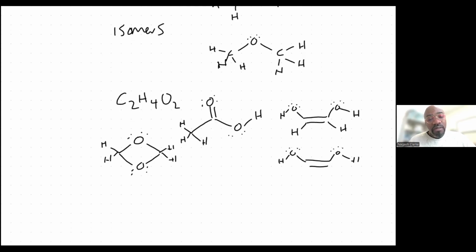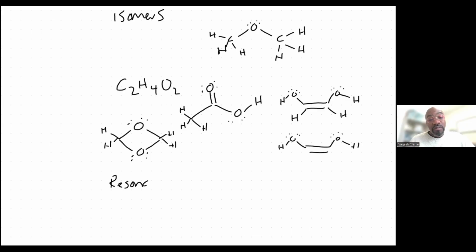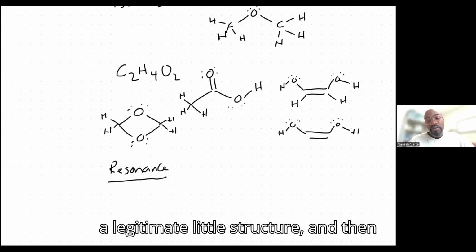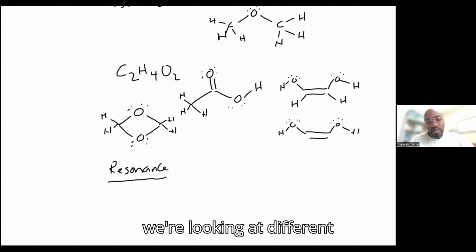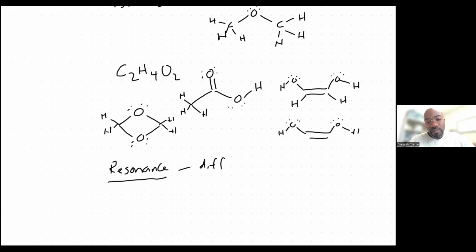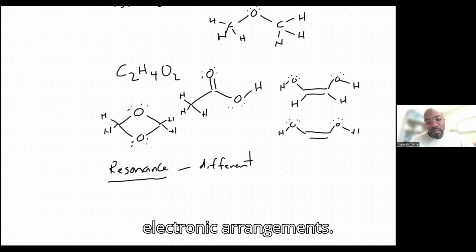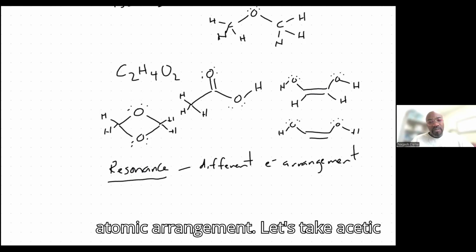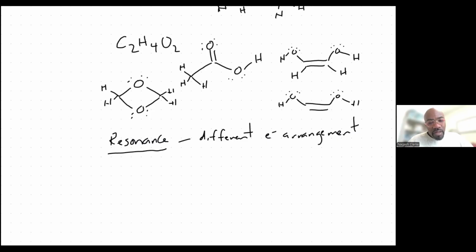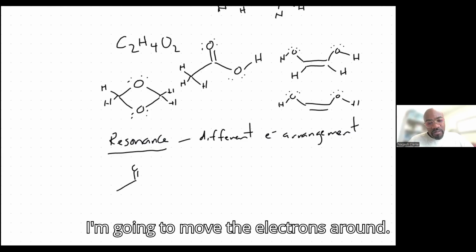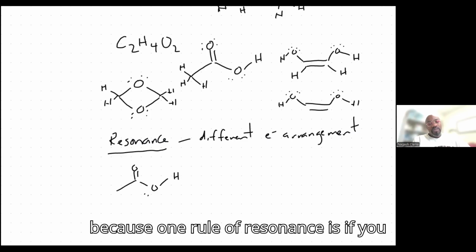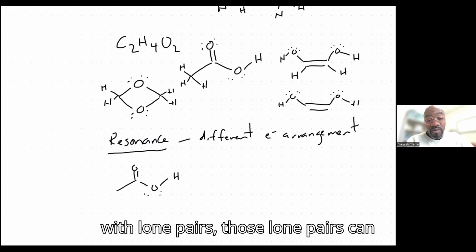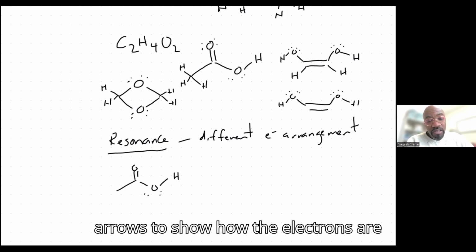With resonance, we have to be clear what our Lewis structure is, a legitimate Lewis structure. And when we're asked to do resonance, not every molecule can do resonance. With resonance, we're looking at different electronic arrangements. What I mean is I have the same atomic arrangement. Let's take acetic acid, for example. I have the same atomic arrangement, but I'm going to move the electrons around because one rule of resonance is if you have a double bond and then a single bond and then an atom with lone pairs, those lone pairs can resonate. And we use these curly arrows to show how the electrons are moving.